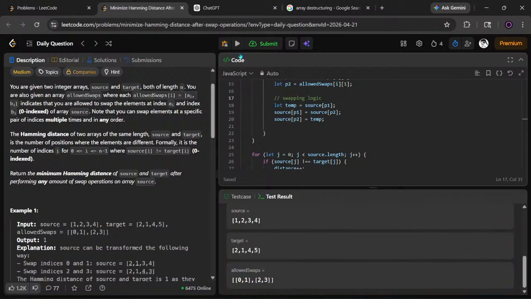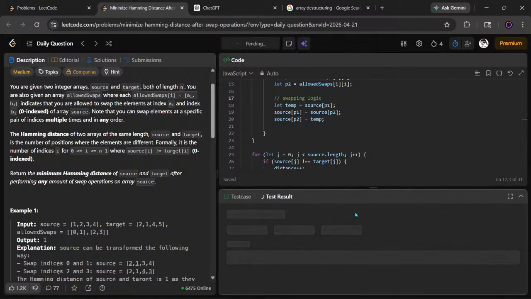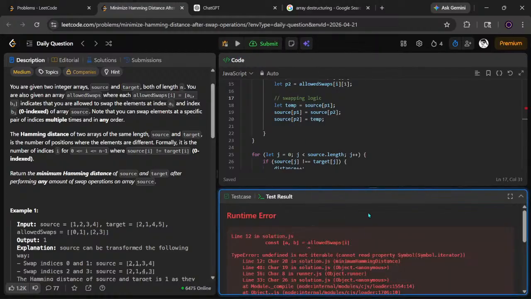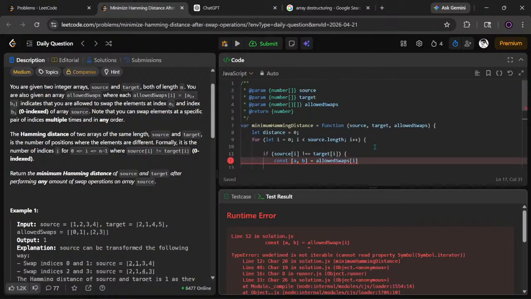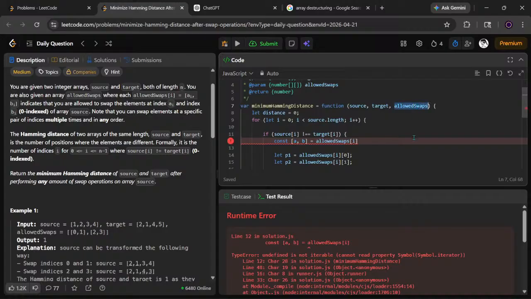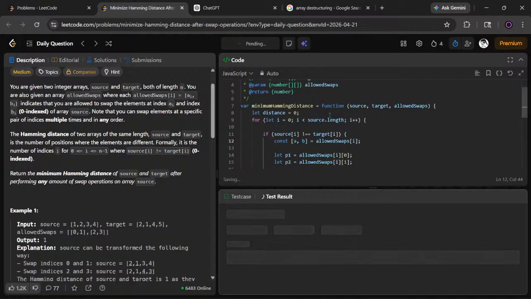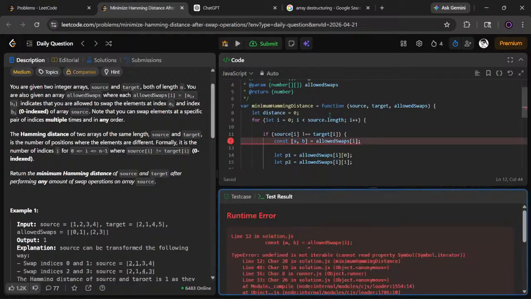Let's go now. Hope it's over. What is it? What do you mean by allowed swap is not? It is proper, but can't destructure like this. Is this wrong? Can't we really destructure like this? Allowed undefined on the iterable.